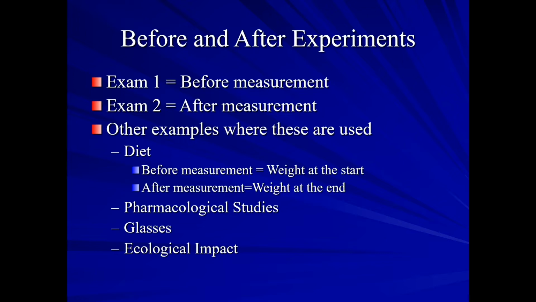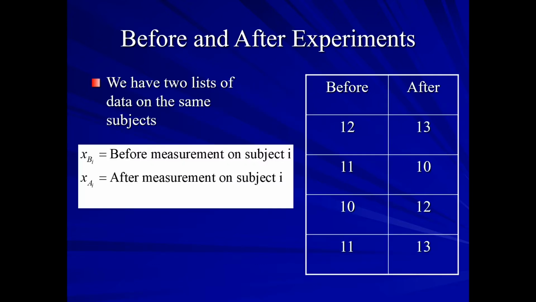Now, other examples where these are used might be in diet. Your before measurement would be your weight at the beginning, and your after measurement, the weight at the end. Pharmacological studies use these, as do ecological impact studies. In these paired data, we have two lists of data on the same subjects. Hence the reason I said we need to have the same individuals taking the exam on the first day and the last day. So X sub B i, that's our before measurement on subject i, and then X sub A i, the after measurement on subject i.